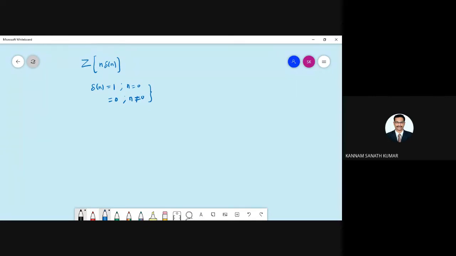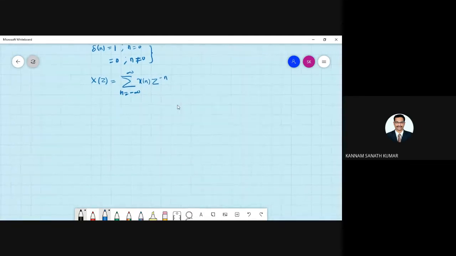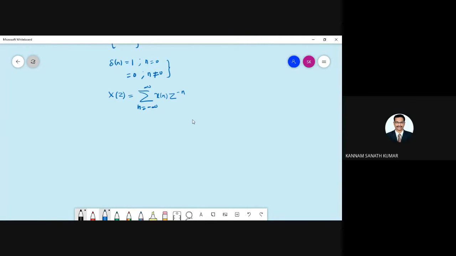Okay, so what is the definition of the Z transform? X of z equal to summation n equal to minus infinity to infinity x of n into z power minus n. So this is the basic definition, no? So I have to apply the Z transform. So x of z equal to summation n equal to minus infinity to infinity n into del of n into z power minus n. Okay, so this is our function.